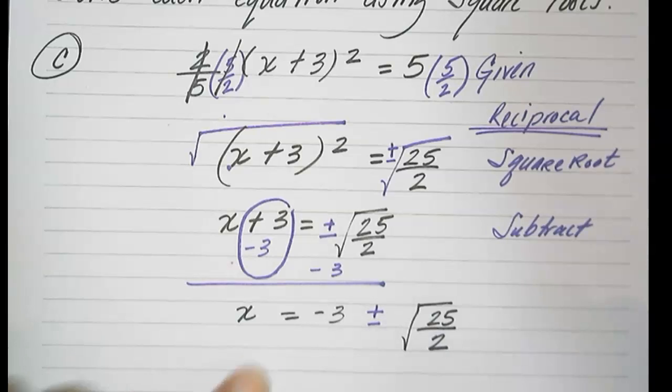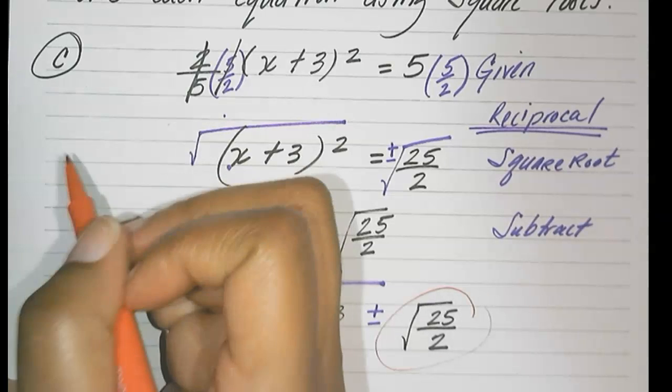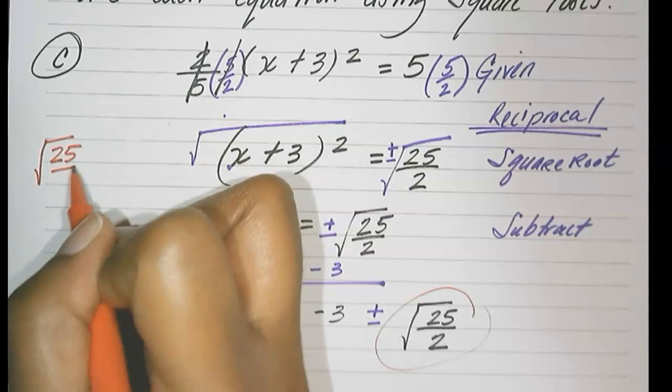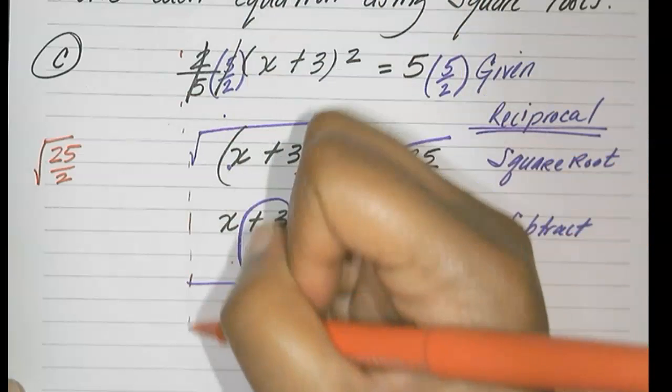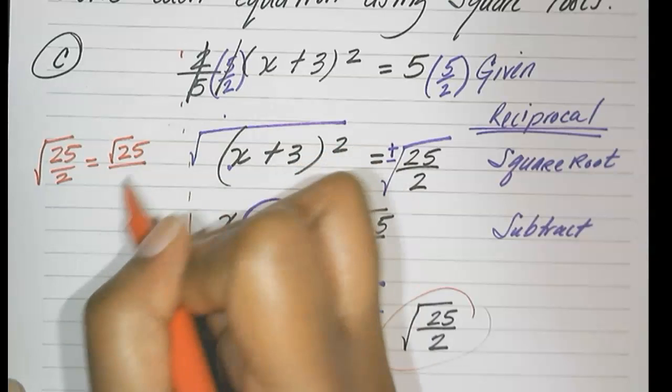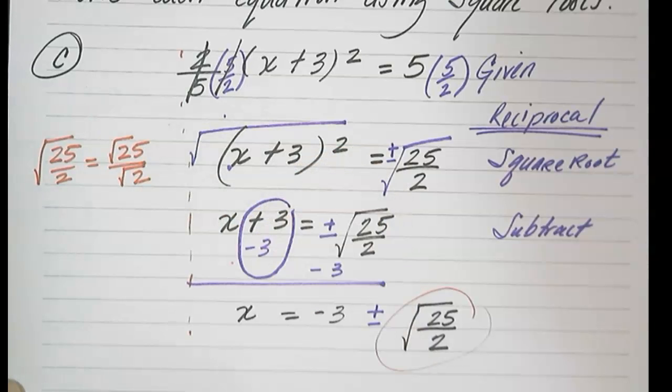X equals negative 3 plus or minus the square root of 25 over 2. Now, here's the thing. This is a problem. It can't stay like that, okay? That's why we spent a little bit of time on rationalizing the denominator, because we're gonna fix this. I'm gonna put it over here so that you can see it on the same screen. So the square root of 25 over 2, give ourselves some space, can be rewritten as the square root of 25 divided by the square root of 2. That is a fact. Okay, we need to get rid of the square root in the denominator.